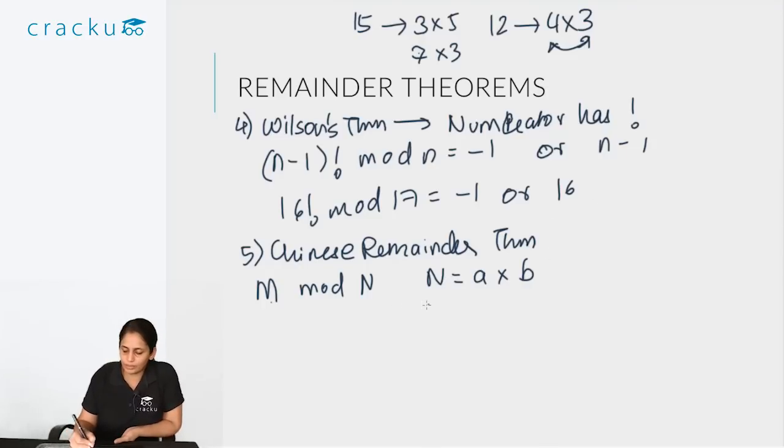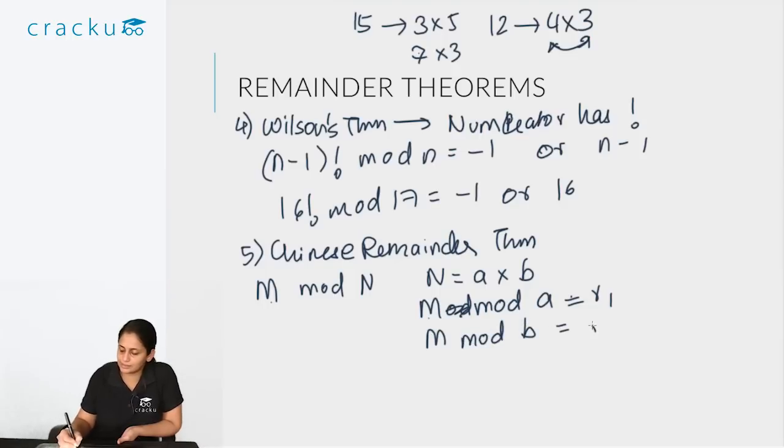Then you find what is m mod a, that is, what is this divided by the first co-prime factor? Suppose this is R1. Then what is this divided by the second part? Say this is R2.